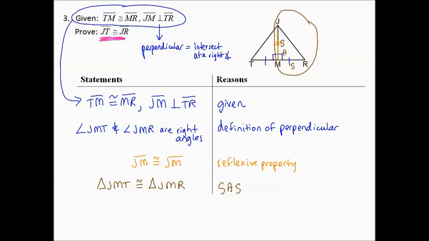Now that I've said that, I've got my corresponding parts. JT and JR are congruent segments. Segment JT congruent to segment JR because corresponding parts of congruent triangles are congruent. Yay!